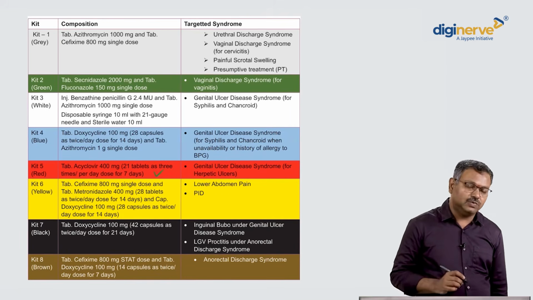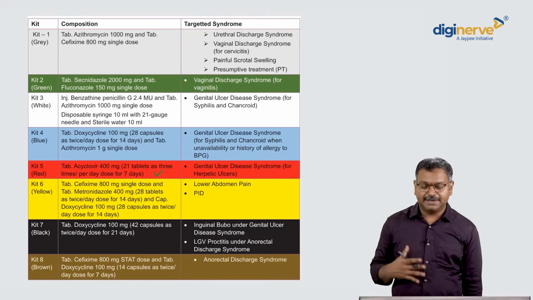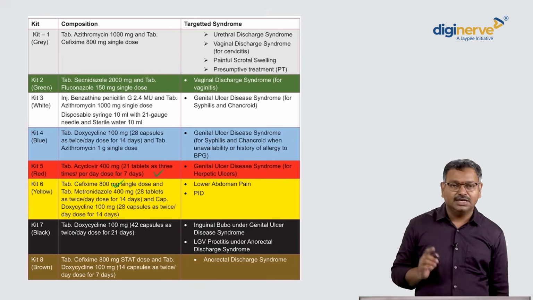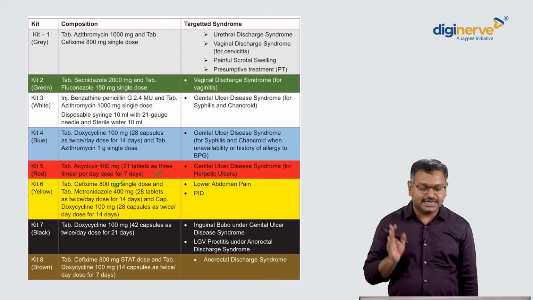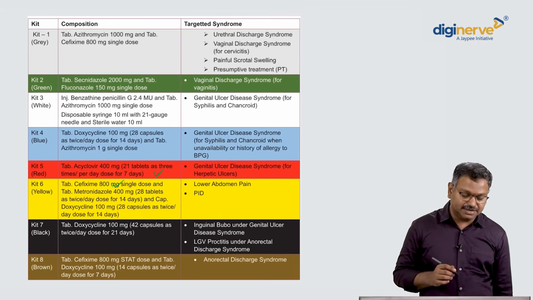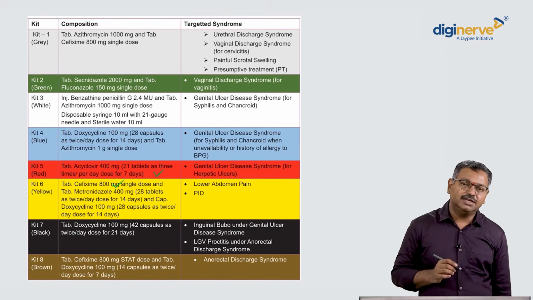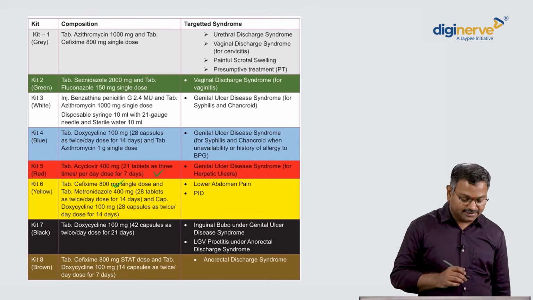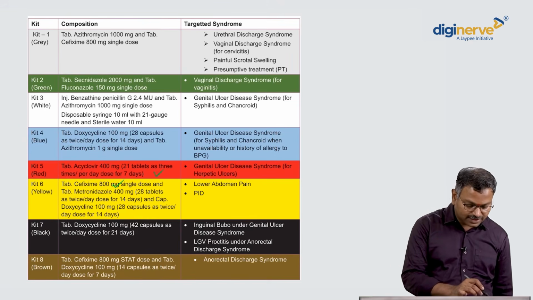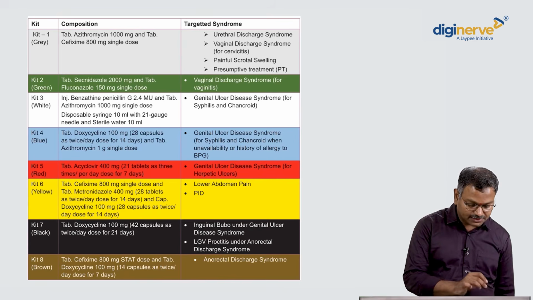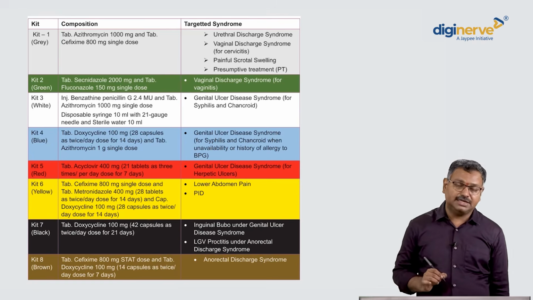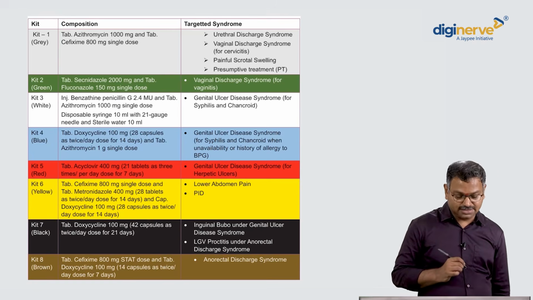The yellow kit, that is basically for the lower abdominal pain and PID, usually in females. Cefixime 800 milligram single dose, metronidazole 400 milligram, 28 tablets are there. So you are giving twice daily for 14 days, and doxycycline 100 milligram, 28 tablets, that is you are giving twice daily for 14 days. The black kit is basically for the inguinal bubo, that is your lymphogranuloma venereum, that's the main treatment that you are using. So where you give doxycycline, you are giving 42 capsules. That means you are taking it for 21 days twice daily.